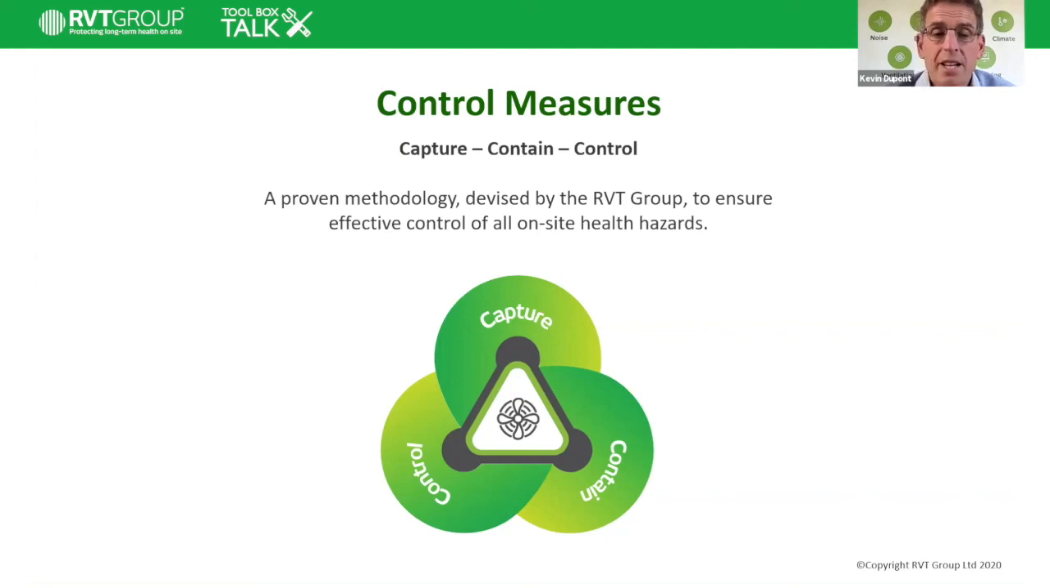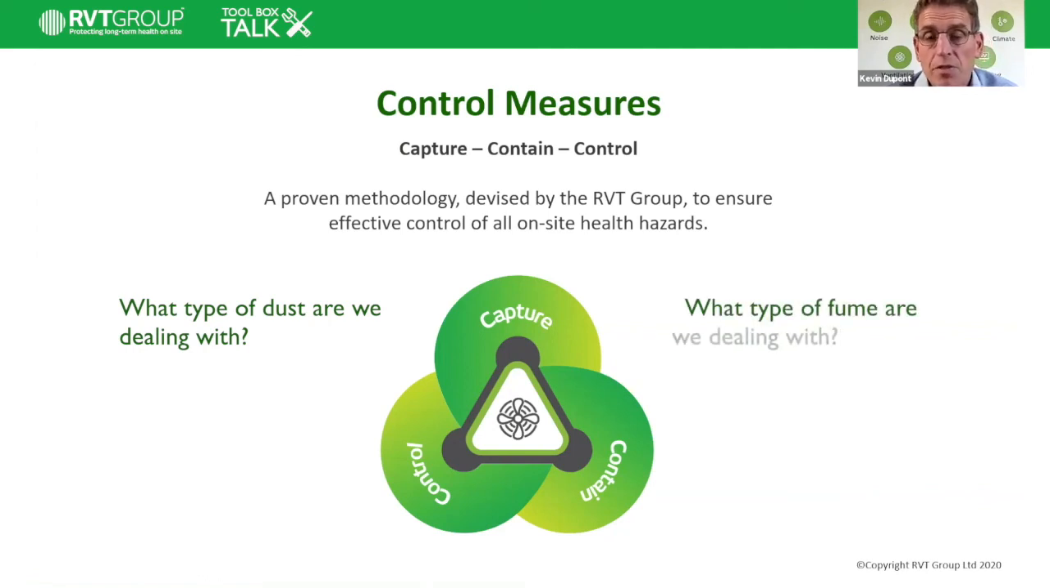We need to consider what we're dealing with in terms of the dust, what type of dust it is, if it's fume, what type of fume it is, are there gases, is there a volatile atmosphere, and that way we can really understand what we're dealing with and put in an effective control. And that's really where the 3 C's of capture, contain, and control come into their own.